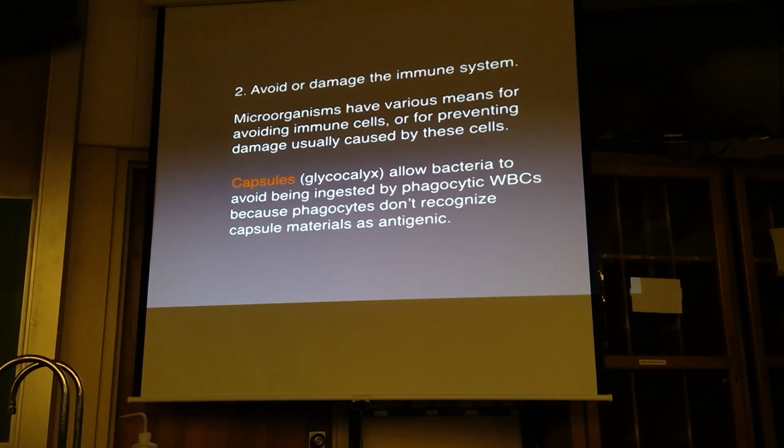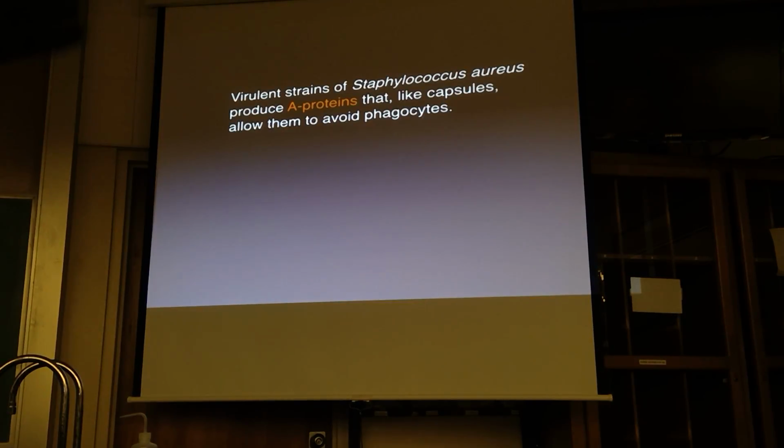That's why when we talked about Streptococcus pneumoniae causing pneumonia, it's the capsule-forming strains that cause pneumonia. If they don't produce capsules, they tend to be eaten up by phagocytes and taken out. There are some other types of surface proteins associated with some bacteria. So Staphylococcus aureus produces a type of protein called A protein. It does the same thing as a capsule. It makes these cells resistant to phagocytes.